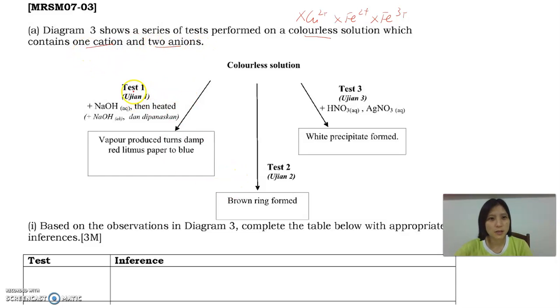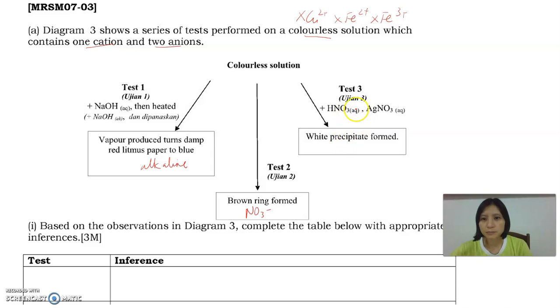Okay, so look at test 1. Vapor produced turns damp red litmus paper to blue. So that means the gas has alkaline properties. Okay, second test, brown ring. Brown ring, straight away you must know, it means it has nitrate ion.